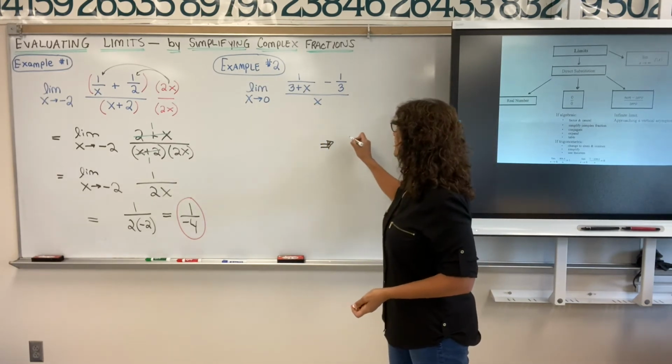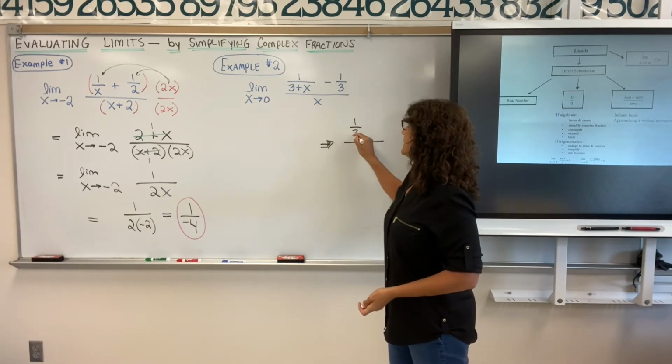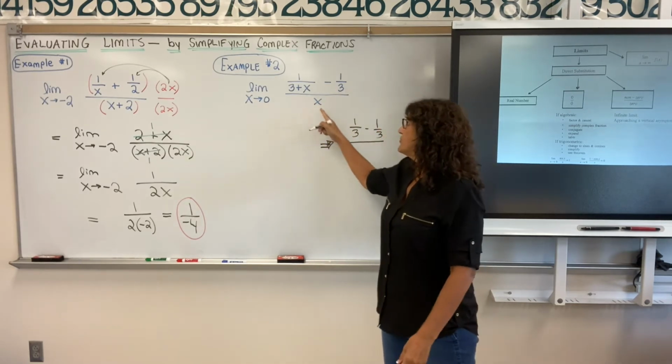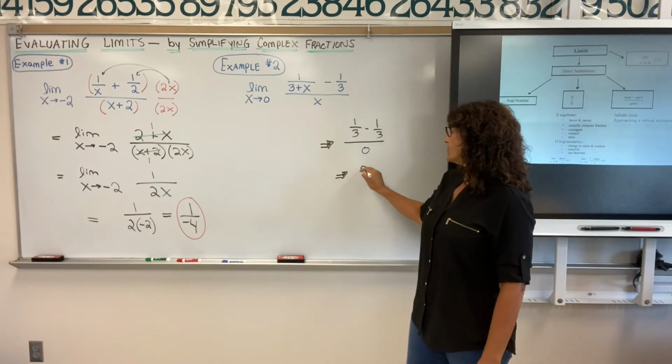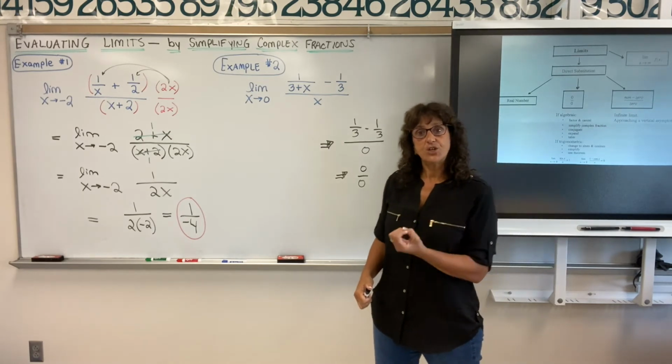So in the numerator, when you plug in 0 for x, we're going to have 1/3 minus this 1/3 here. In the denominator, substitute 0 in for x, and we're here. When you combine the terms in the numerator, you're going to have a 0 in the numerator, a 0 in the denominator. This is indeterminate form.